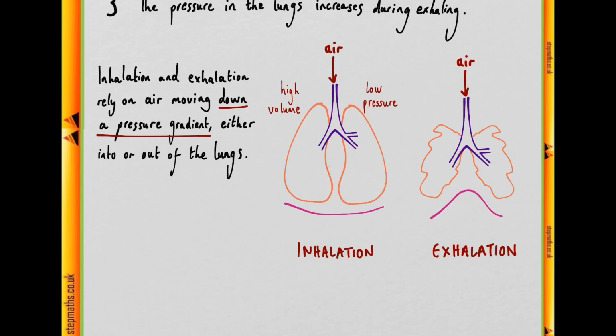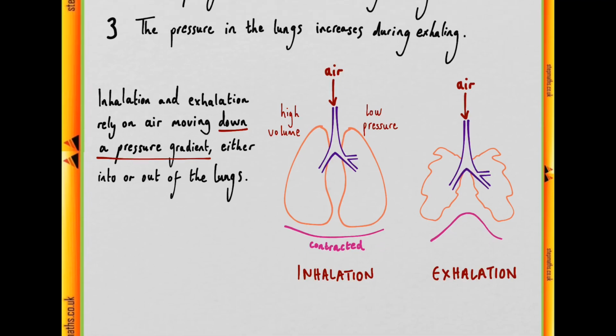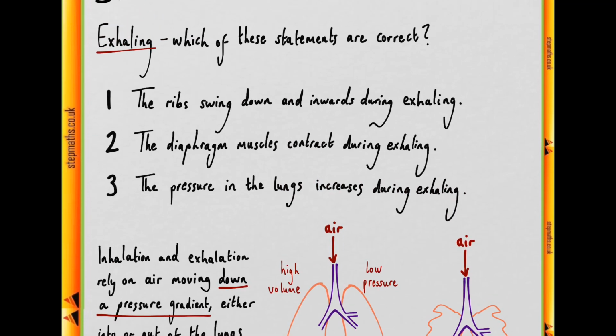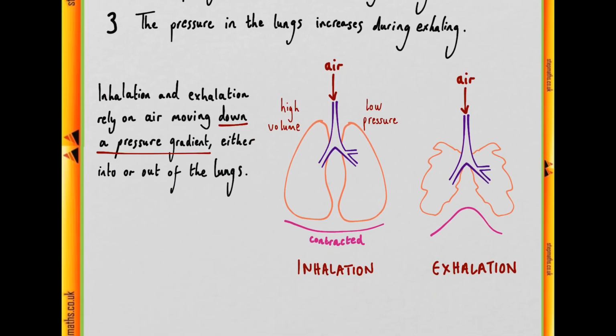So what are the sort of things we can do to increase the volume? Well, one of them would be to contract the diaphragm such that it lies flat. That increases the amount of space within the thorax. Other things we can do, perhaps, would be related to the accessory muscles of breathing, and there is where the ribs come in. But let's move on to exhalation before we come to our 3 statements.